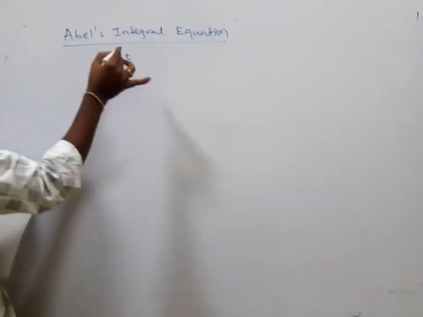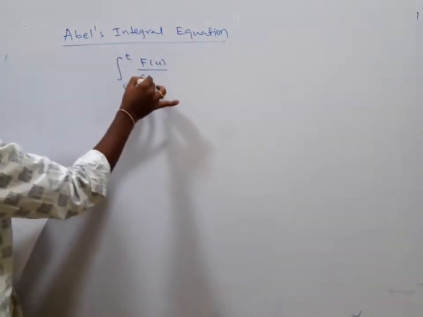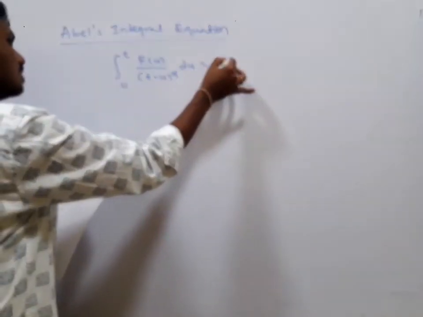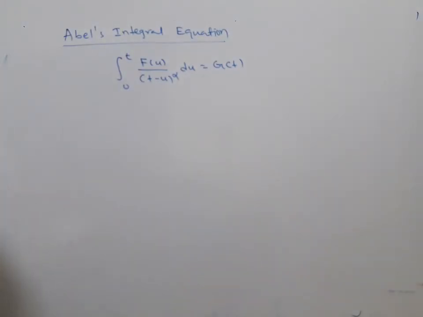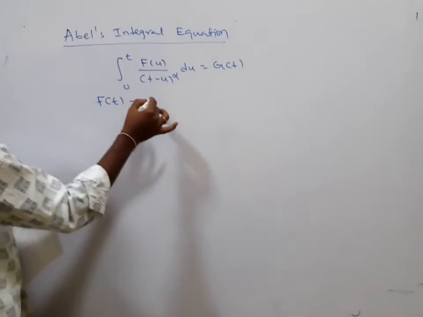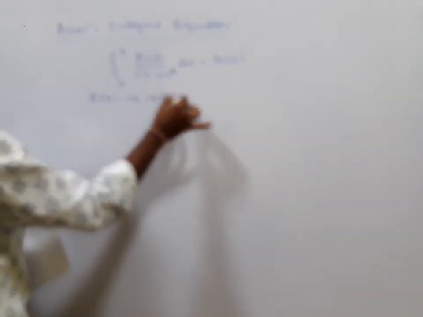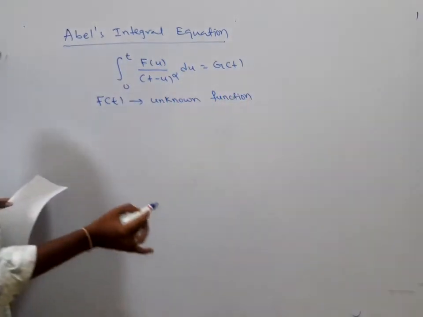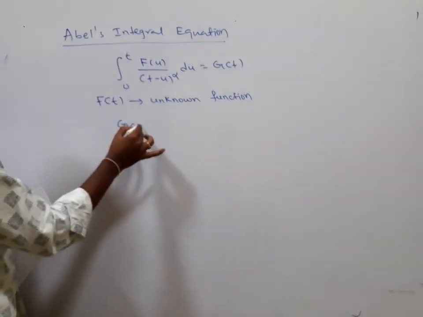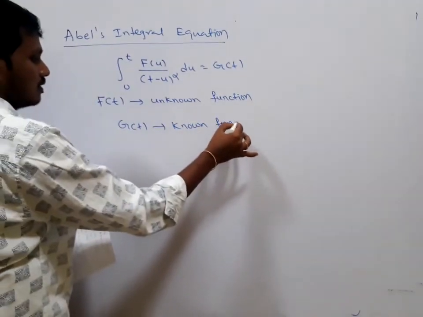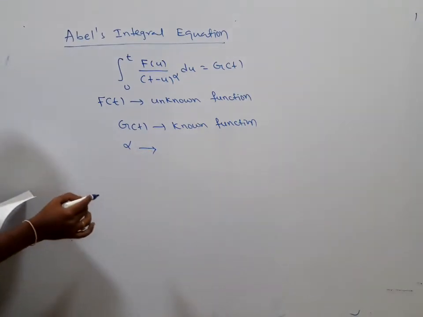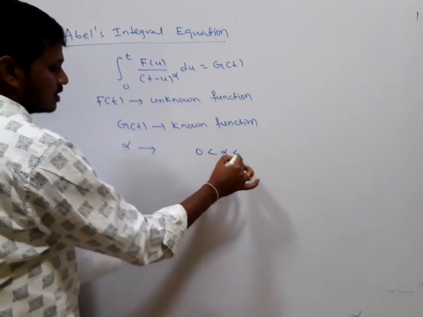An integral equation of the form integral 0 to t f of u divided by (t minus u) whole to the power of alpha du is equal to g of t is known as Abel's integral equation, where f of t is the unknown function that is to be determined, g of t is the known function, and alpha is a constant which lies between 0 and 1.